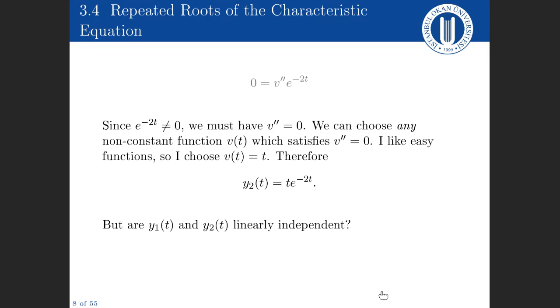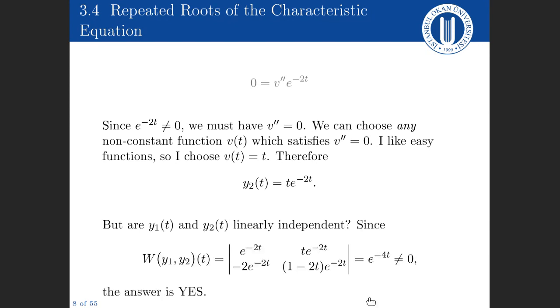But wait a minute, we have two solutions. Are these two solutions linearly independent? To answer this, we calculate the Wronskian. The Wronskian of y1 and y2 is always non-zero. So the answer is yes. We have two different solutions which are linearly independent.